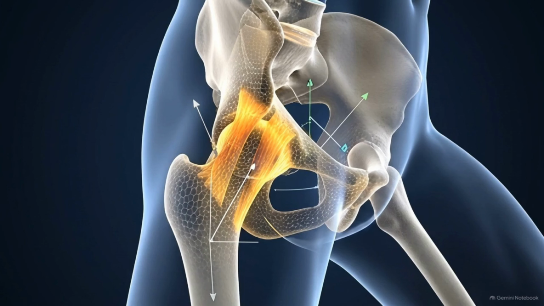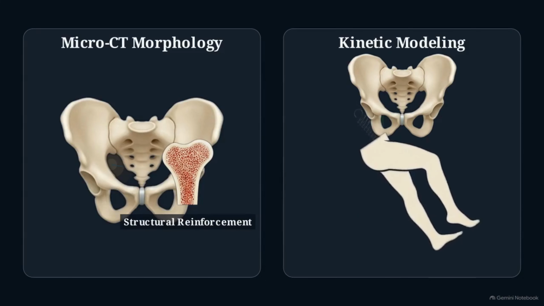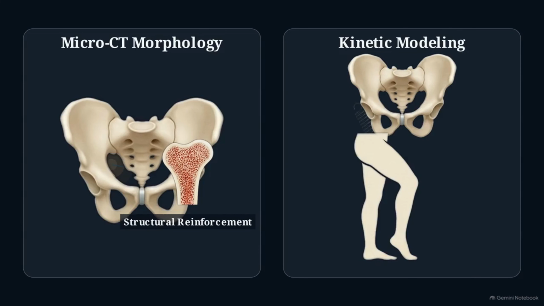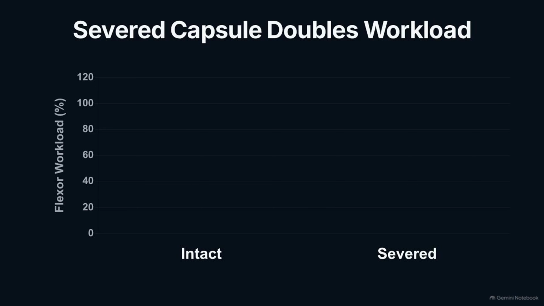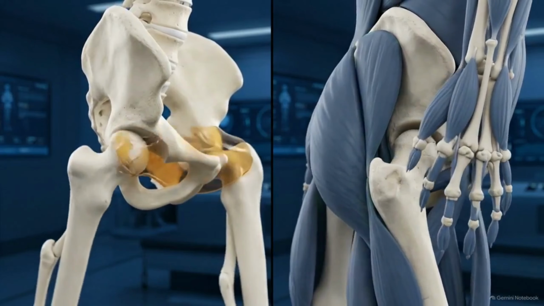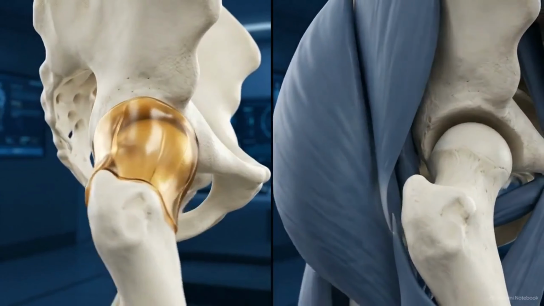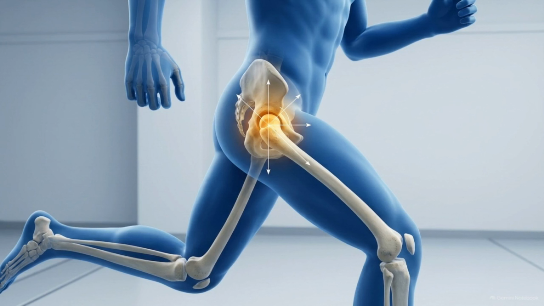locomotion in half. MicroCT morphology shows the IFL is built for structural loads, while kinetic modeling demonstrates that these loads drive energy-efficient movement. An unrepaired capsulotomy results in an immediate loss of passive spring tension, doubling the workload on the flexor muscles. This increased metabolic demand leads to premature muscle fatigue and altered gait mechanics, eventually resulting in joint micro-instability. The iliofemoral ligament functions as a dynamic, energy-storing tension network. Meticulous anatomical repair of the capsulo-ligamentous complex maintains the energy-efficient mechanics required for human bipedal locomotion.